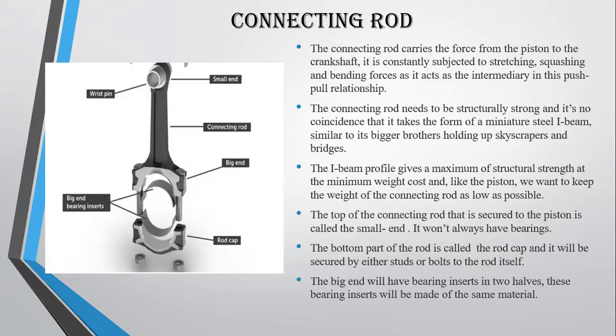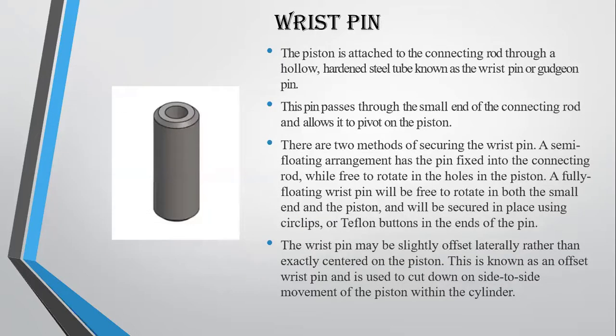The top of the connecting rod that is secured to the piston is called the small end. It won't always have bearings. The bottom part of the rod is called the rod cap, and it will be secured by either studs or bolts to the rod itself. The big end will have bearing inserts in two halves. This bearing insert will be made of the same material.